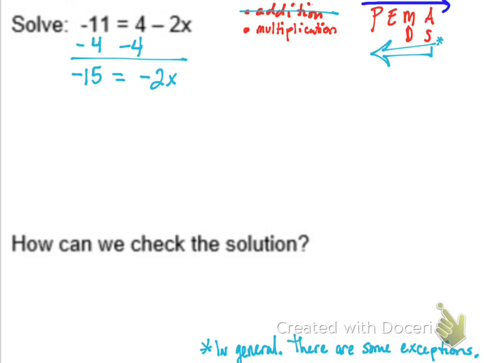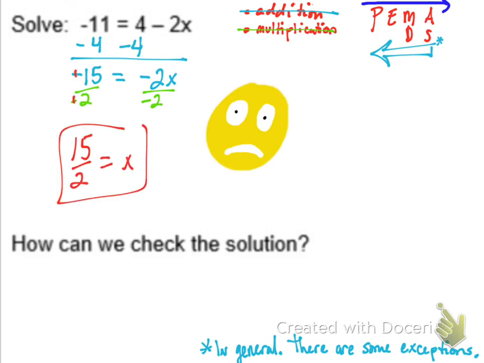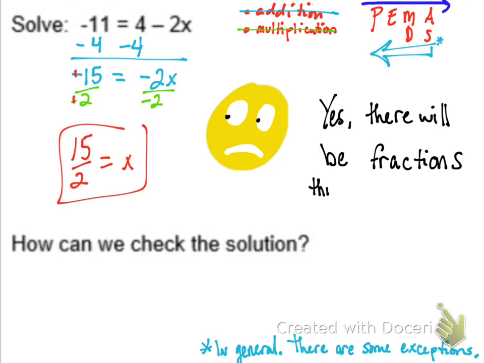So we unadd the 4, that's subtracting 4, giving us this result. Then we unmultiply by negative 2, which is dividing by negative 2. Negative divided by negative is a positive, and we get 15 halves. And oh my, that's a fraction. Well, you're going to get used to it. We're going to do so many fractions this year. You are going to be just amazing at them by the end of the year.